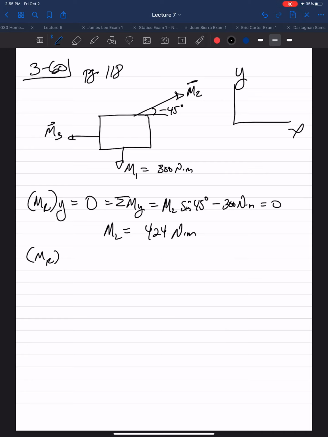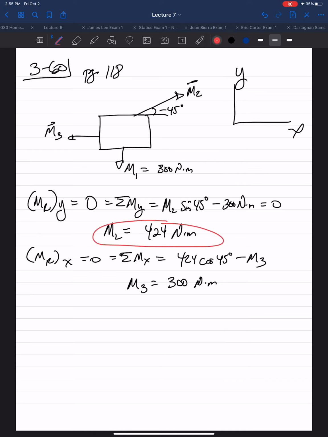So then the resultant moment in the x direction has to be 0 as well. That's the sum of all my moments, x components. M2 we know now is 424 Newton meters, so the horizontal x component would be cosine. So that'd be 424 times cosine of 45 degrees, positive x direction, minus M3. Therefore, M3 is 300 Newton meters. So we solved our M2 and our M3.